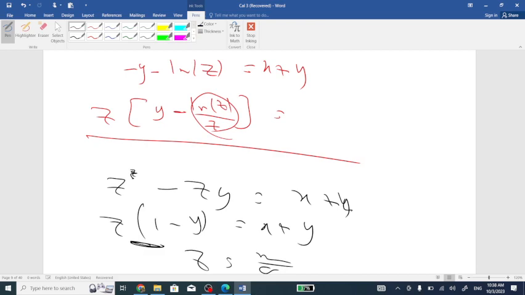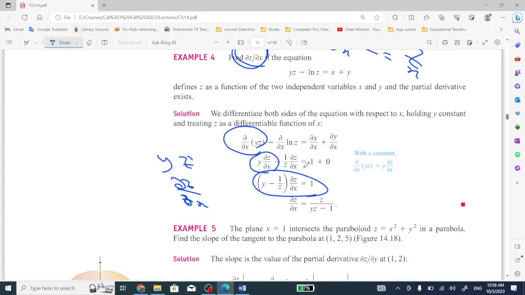Sometimes you can solve it, but it is implicit, not explicit. When you say implicit, there is no way. Any questions?